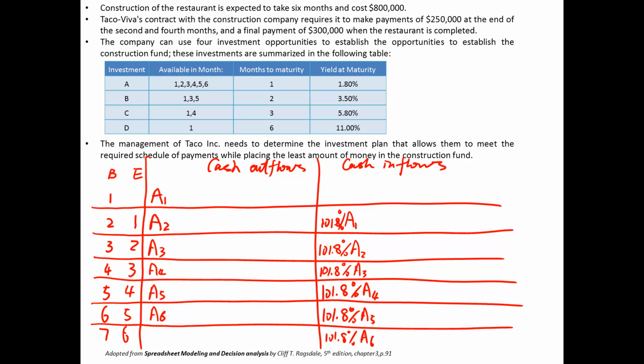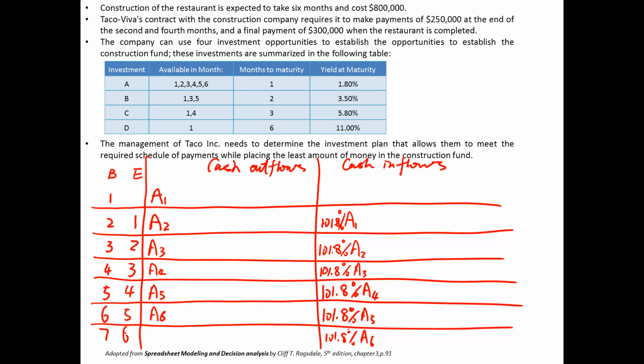Okay, these are all the investments and the returns from A. Then we'll look at B.